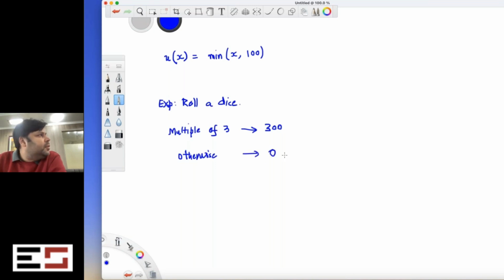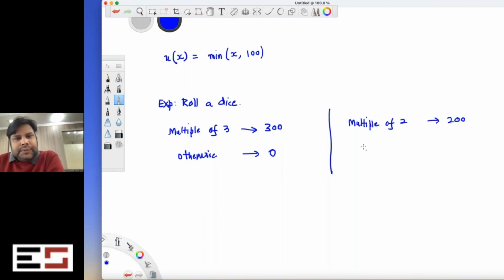Is that okay? Fine. And another lottery is this. If you get a multiple of 2, you get 200. Basically that's the amount that you're going to get. And otherwise you're going to get 0.